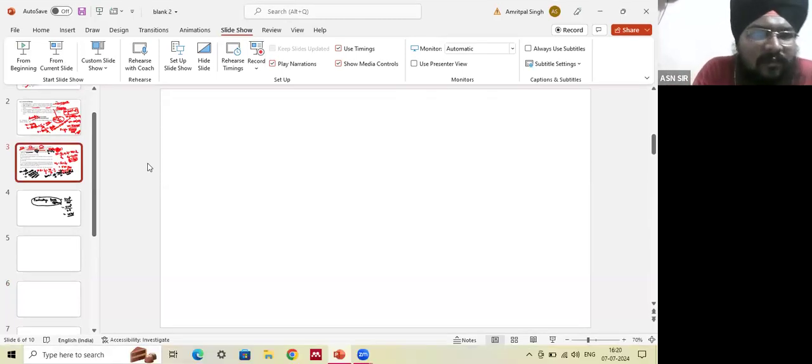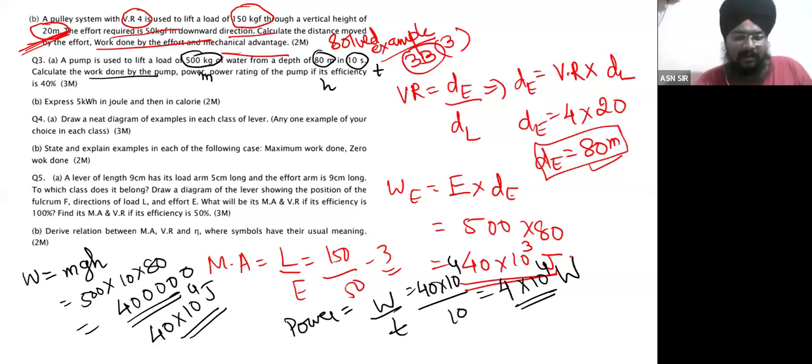Next, we have: express 5 kilowatt hour in joule and then in calories. There are two things. You need to first express it in joule. So we know that 1 kilowatt hour is 3.6 into 10 raised to 6 joule. So you just need to convert. Multiply 5 kilowatt hour, and you will get it in joule.